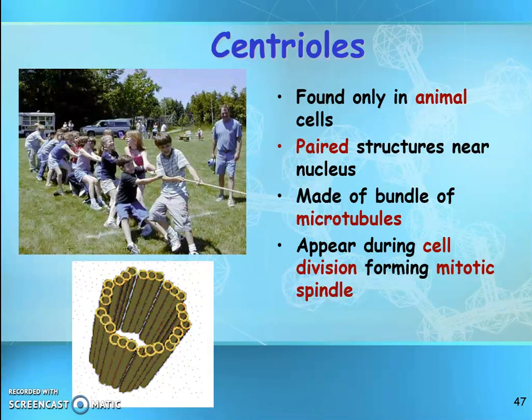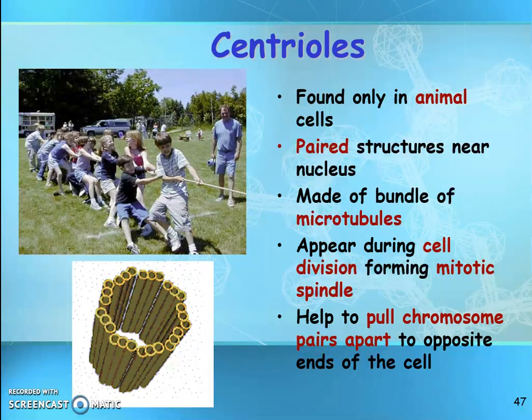So you are going to know about the centrioles, which are found as a paired structure. They are always found in twos, and they are made up of microtubules, and they appear during cell division. So what's the function of centrioles? The centrioles help to pull the chromosome pairs apart to opposite ends of the cell. So during cell division, these structures, the centrioles, pull the chromosome pairs apart.